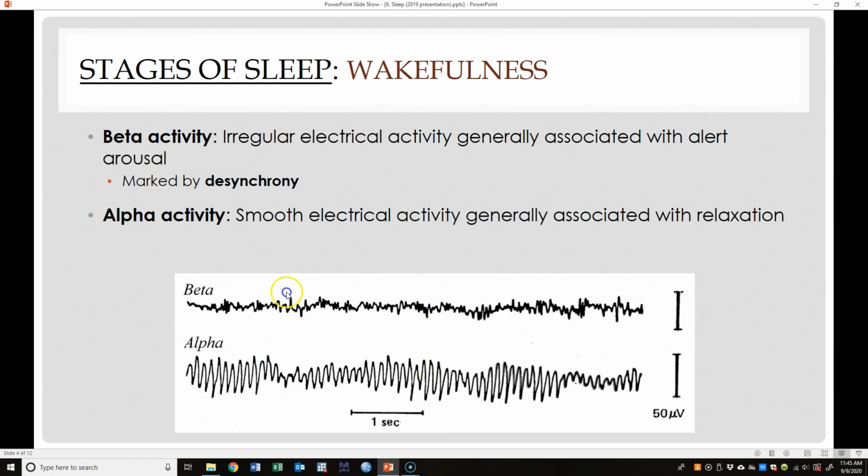Okay, so again, alert wakefulness, stuff you're doing hopefully day to day, paying attention, going about your business, is going to be beta. But as you slow down, particularly as you close your eyes, relax, breathe, you're just resting, you're still awake, not asleep, but we start to see it transition into this alpha waveform.